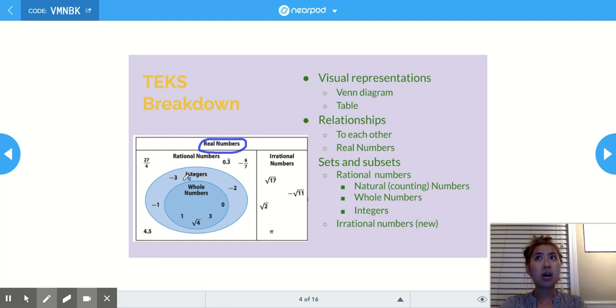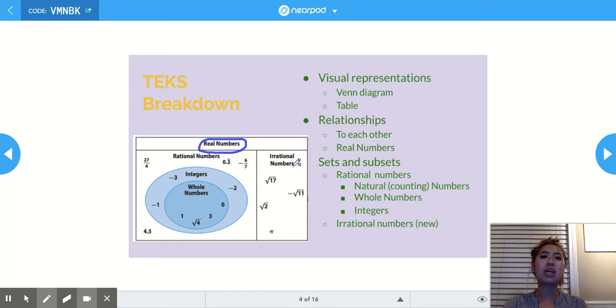And integers are positive, negative numbers as well as 0. So in this case, we have all negative numbers, -1, -3, -2, because the positive numbers and 0 are also considered whole numbers. So as you can see, we have 0, 3, 1, and the square root of 4 as an example. Because if we solve for the square root of 4, what number times itself is equal to 4? That's going to be 2. So 2 is a whole number.